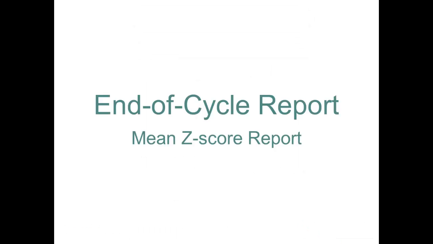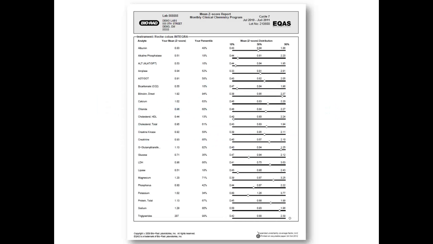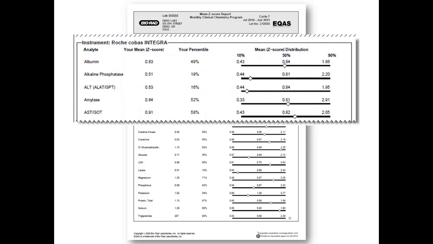The final section of the end-of-cycle report is the mean z-score report. This report lists registered analytes alphabetically by instrument. Let's zoom in on an instrument. The table shows your mean z-score, your percentile, and the mean z-score distribution.